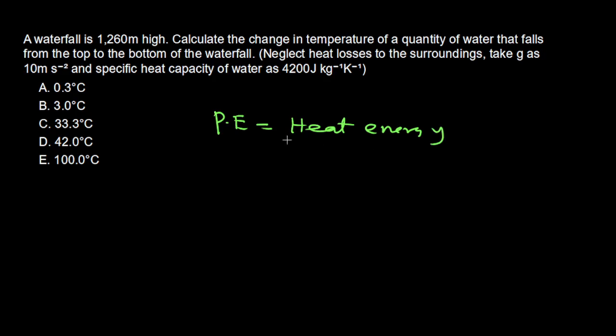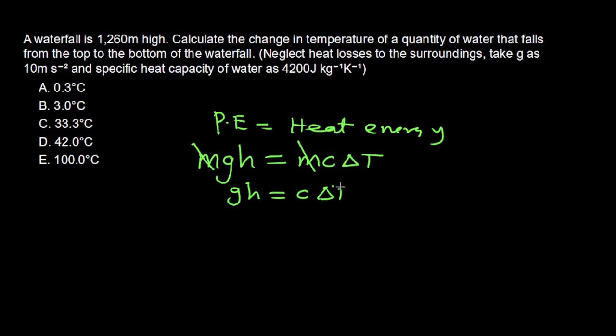Okay, heat energy. The energy of an object due to height is called potential energy, and potential energy is the mass of the object times gravity times the height of that object, while heat energy due to change in temperature is mass multiplied by specific heat capacity multiplied by change in temperature. We can see in this case that, provided the mass of the object remains constant, the mass can be eliminated such that we'll be left with gh = c delta T.